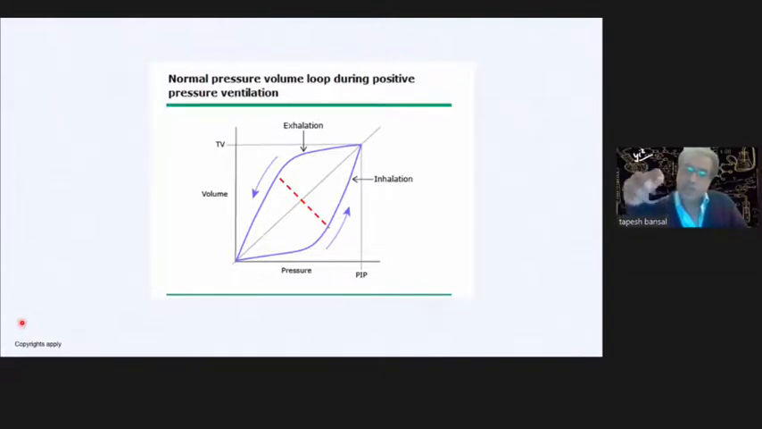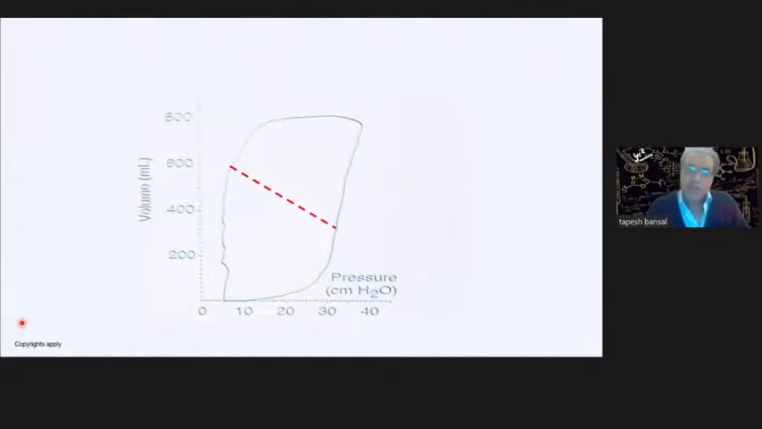And this becomes important because in COPD patients, in increased airway resistance patients, there is a widening of this. The hysteresis widens as shown here. So this is another thing you can pick up. There is increased airway resistance. This is a pressure volume loop.